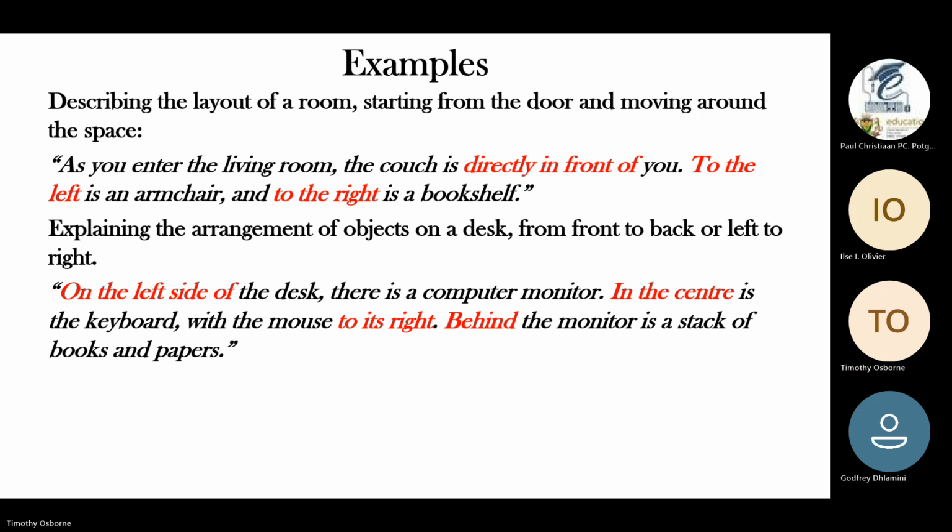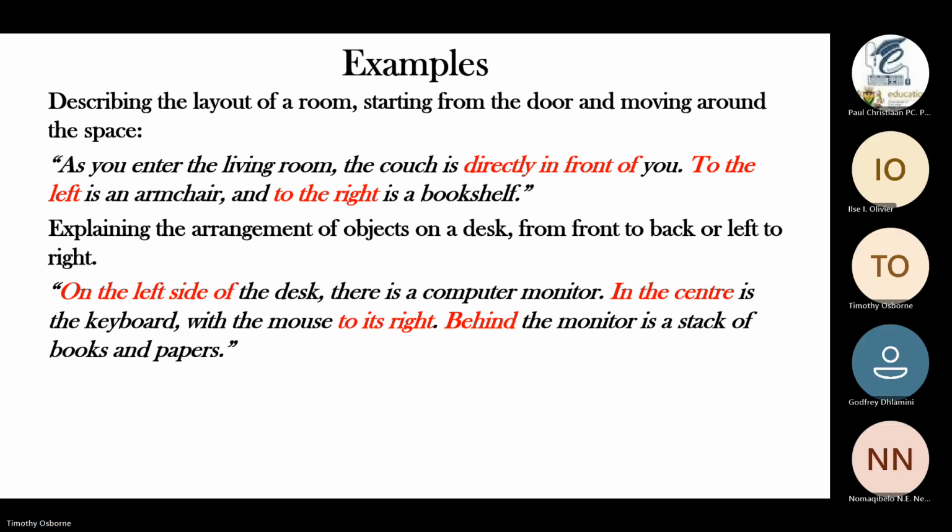Here we've got, as you can see, talking about the objects on a desk from front to back or left to right. So let's take a look at it. And then the sentence starts with on the left side of what? The desk. Okay. There is a computer monitor. In the center is the keyboard with the mouse to its right. And of course, then you have behind the monitor is a stack of books and papers. So far, so good. Nothing complicated about this at all.